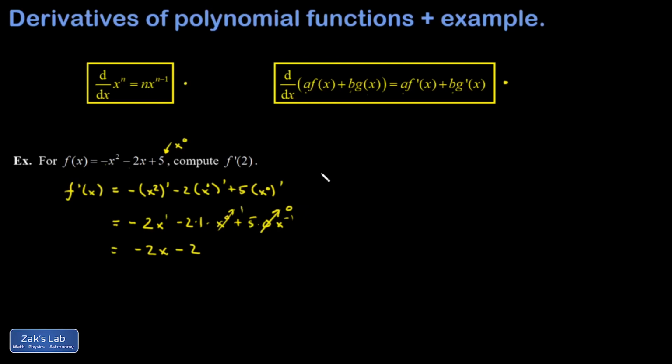To finish the problem, we were asked this time to find f prime evaluated at x equals 2. So I have to plug in x equals 2. And I get f prime of 2 is negative 2 times 2 minus 2. And that's negative 4 minus 2 or negative 6.